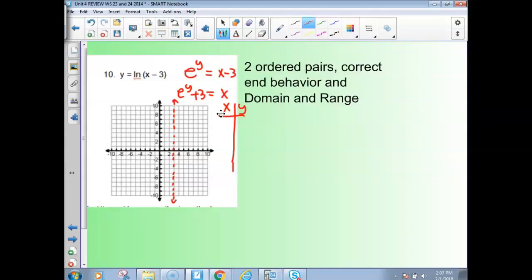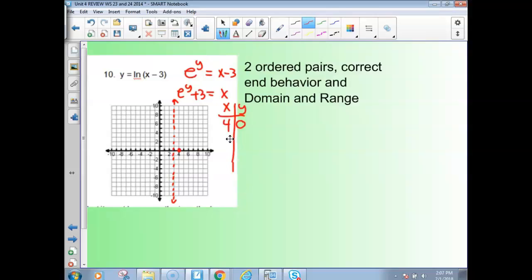Okay. If I put in 0 for y, it's going to give me a nice number. That'd be e to the 0, which is 1, and 1 plus 3 would be 4. So (4, 0) is a good point.